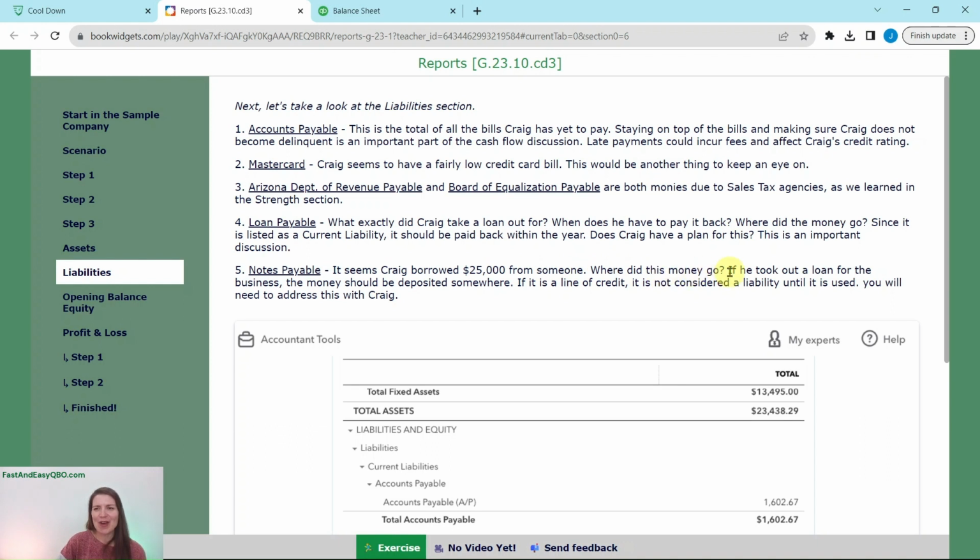So where did this money go? If he took out a loan for the business, the money should have been deposited somewhere. And if it is a line of credit, it is not considered a liability until it is actually used. So you will need to, again, address this with Craig.